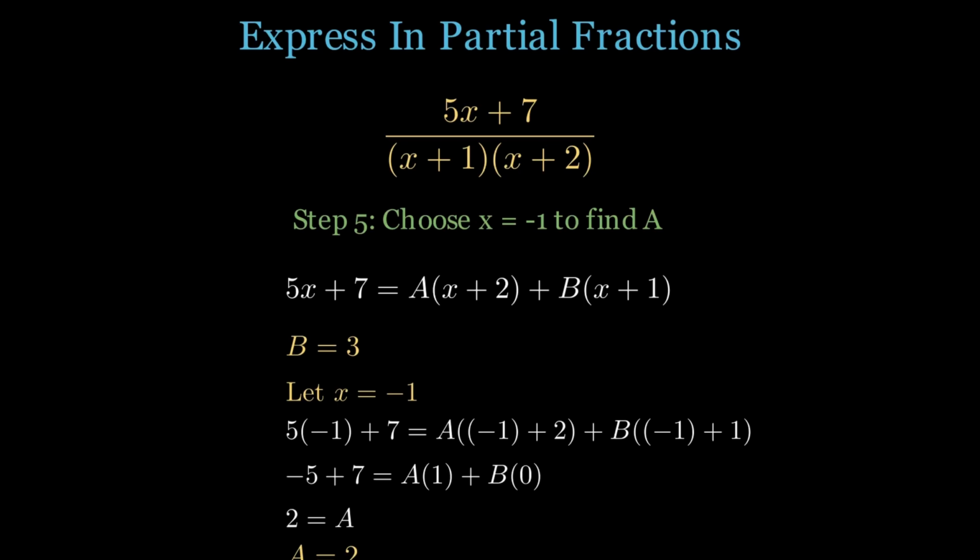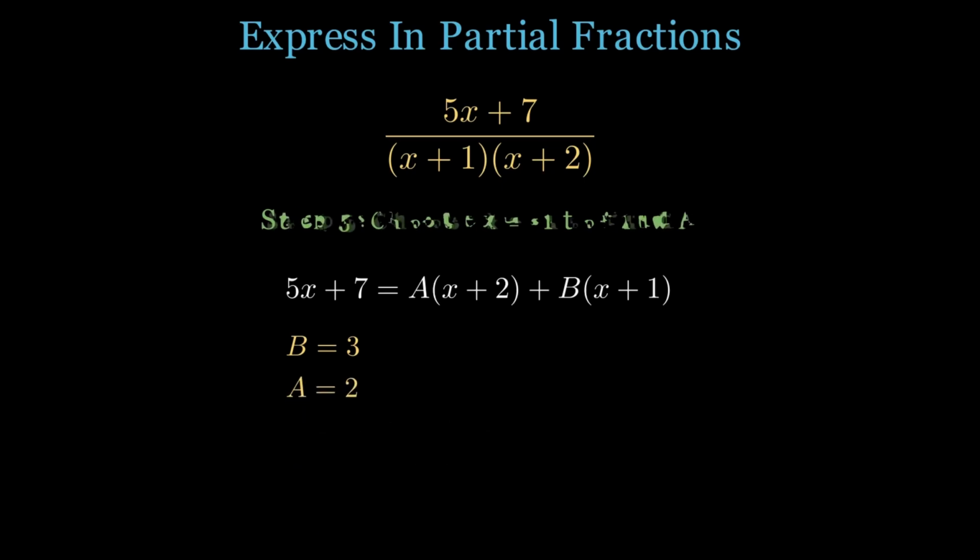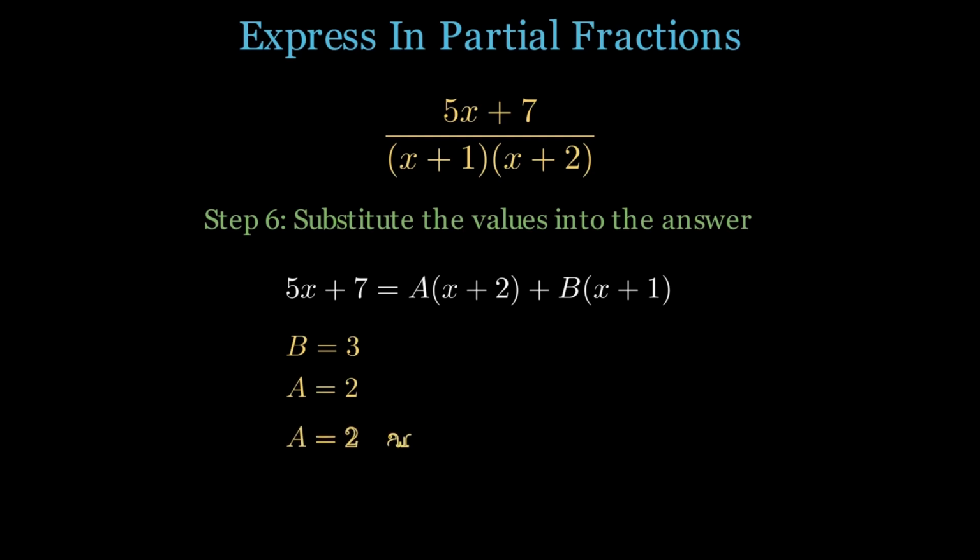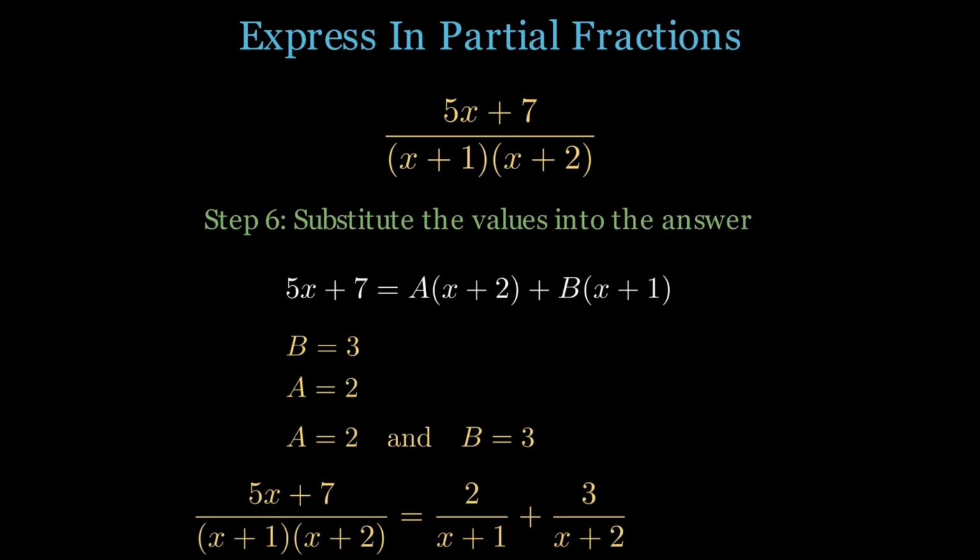So when A is 2 and B is equal to 3, we go back to writing the final expression. We put A and B back into our original expanded expression. Therefore, our partial fraction becomes (5x + 7) over (x + 1)(x + 2) is equal to, putting back A, 2 over (x + 1) plus 3 over (x + 2).